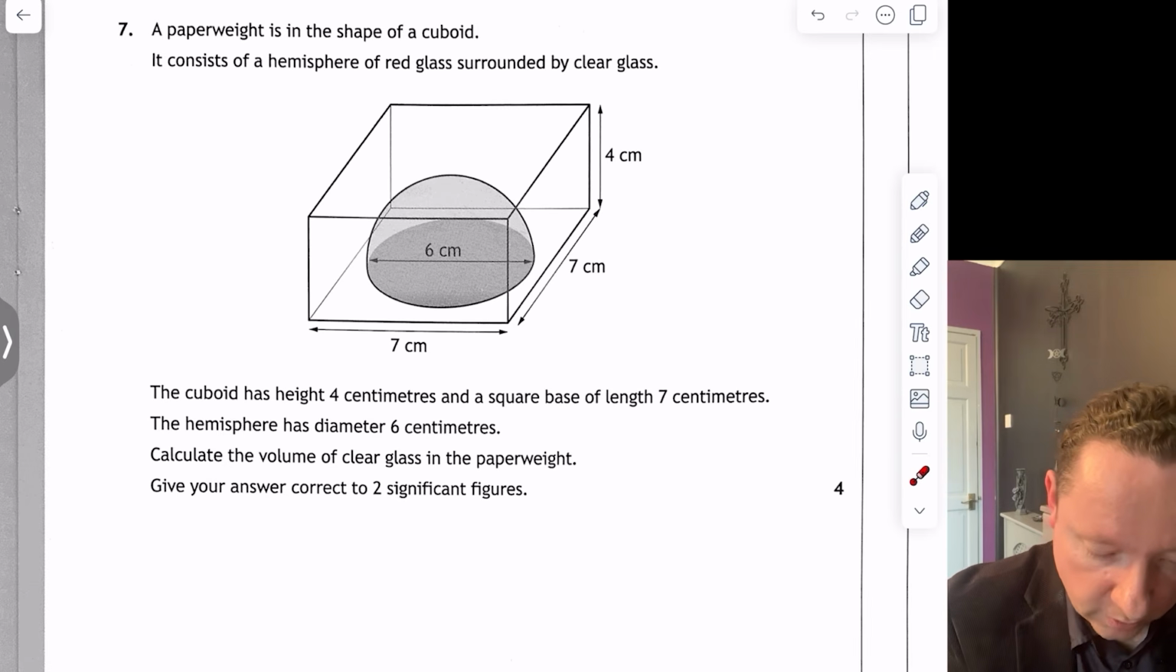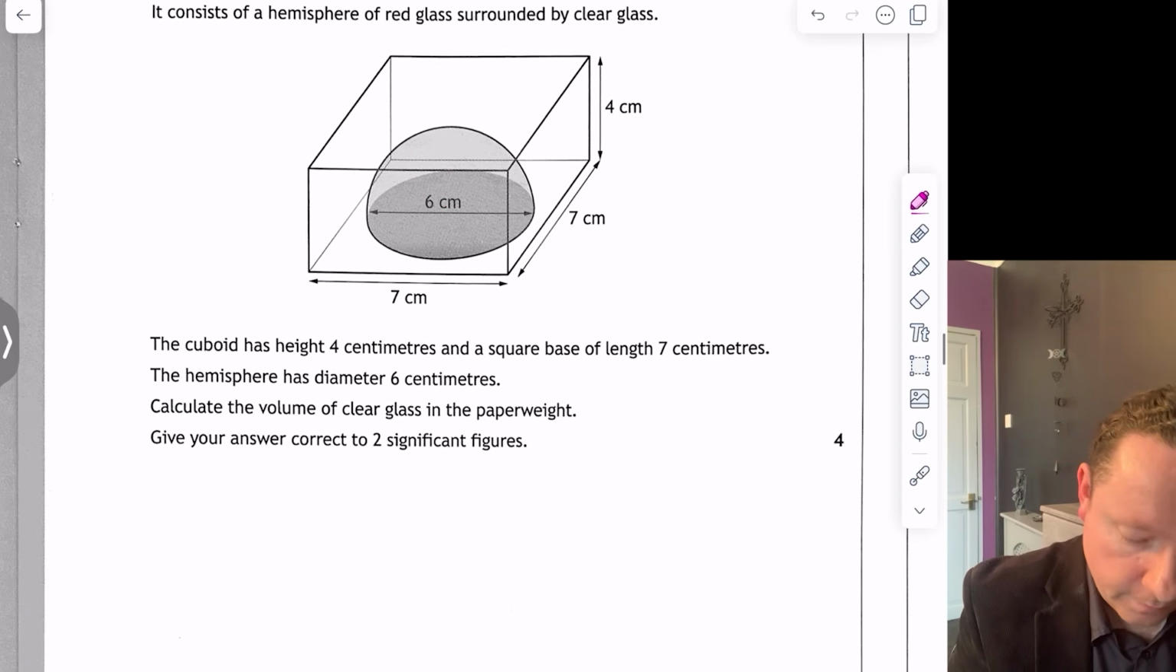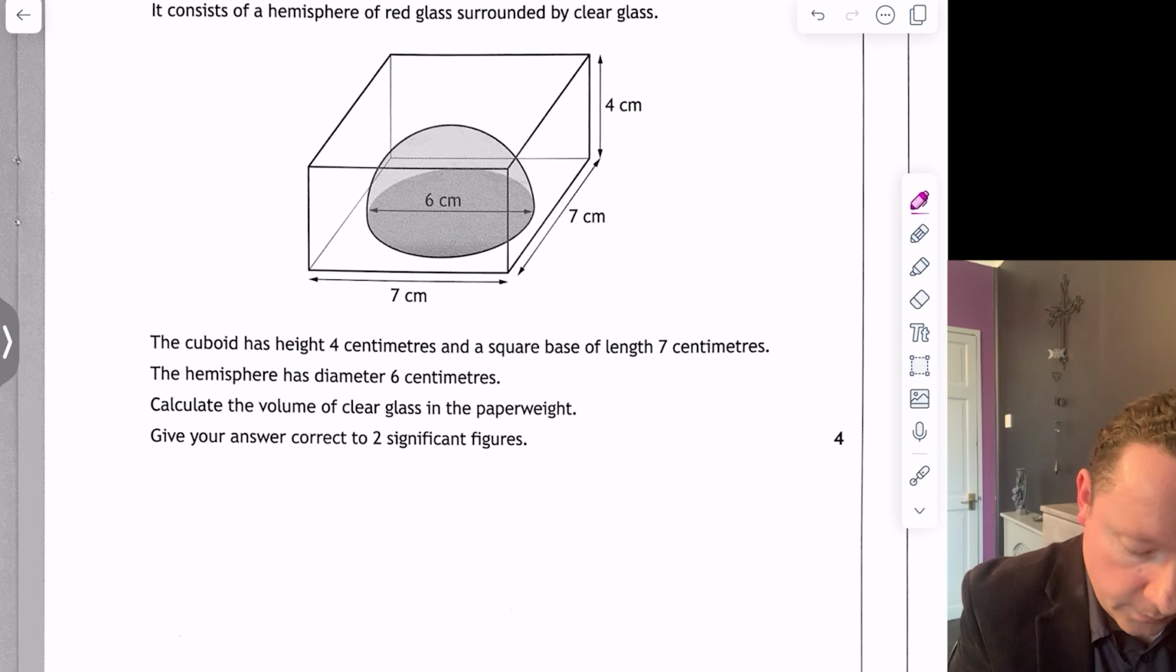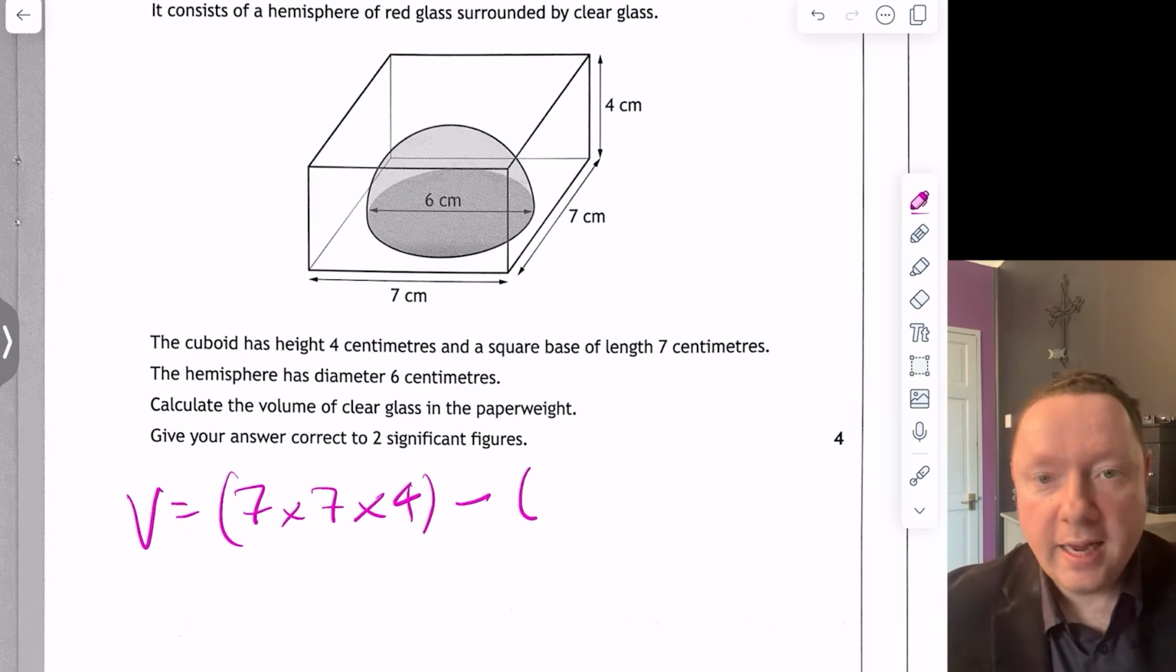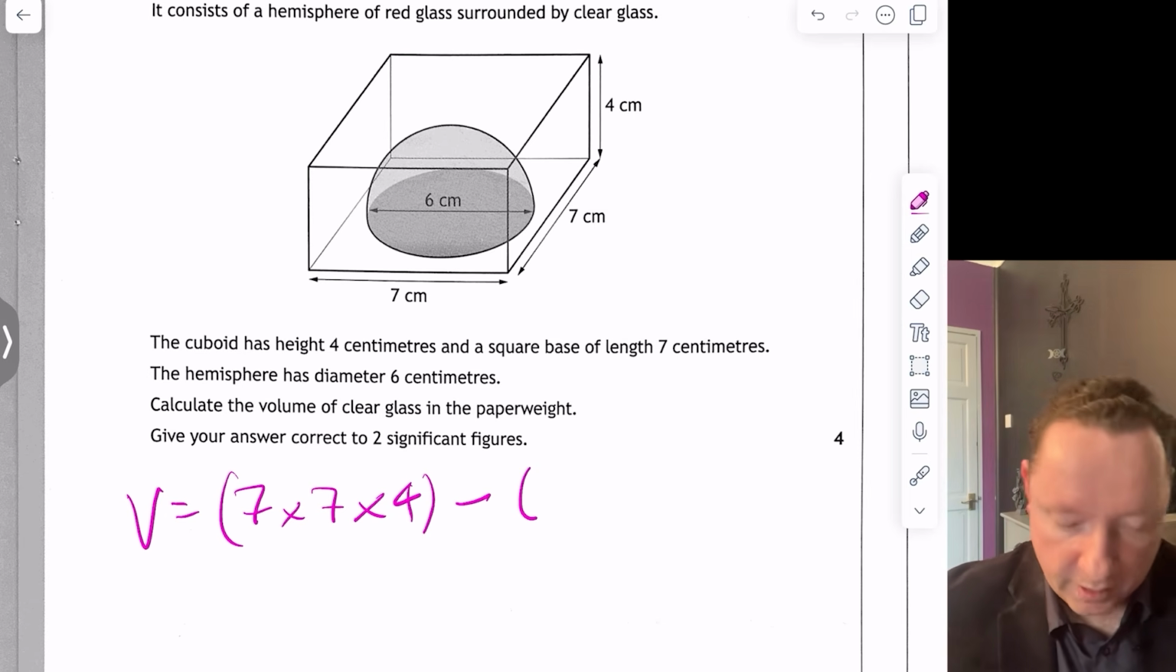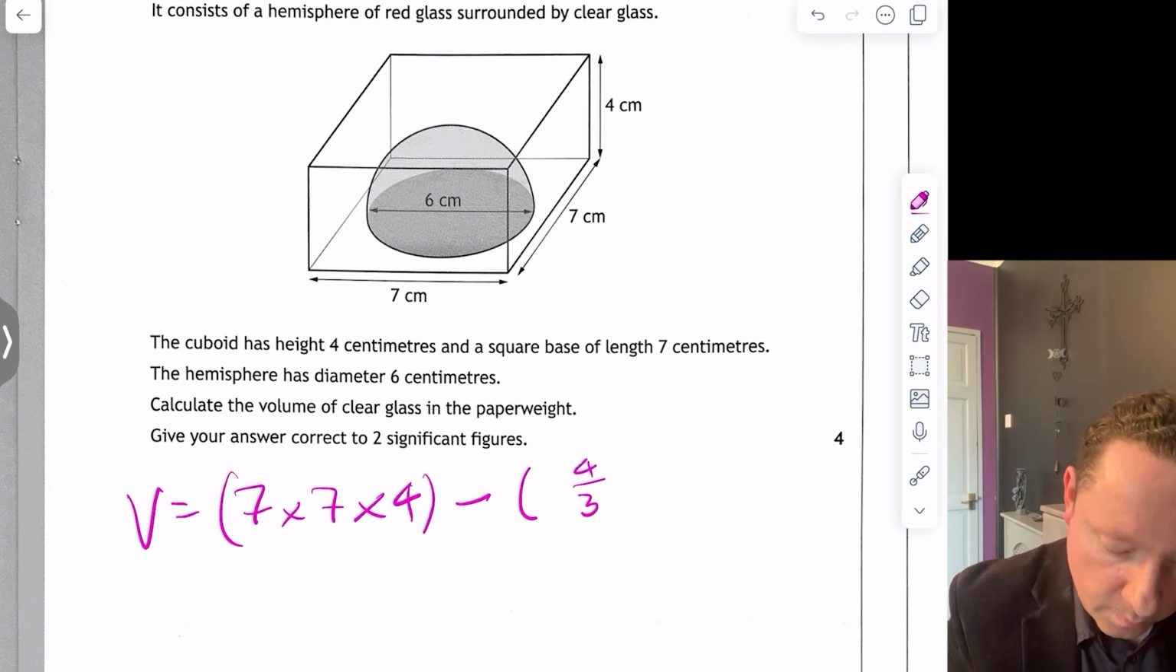So obviously the hemisphere takes up some space. So I need to do the whole volume minus the hemisphere. So I've got the volume of a cuboid. So the volume is going to be 7 times 7 times 4. Hopefully you can all do that. Minus the volume of a hemisphere. Well, check the start of the exam paper and you'll get 4/3 pi times r cubed.